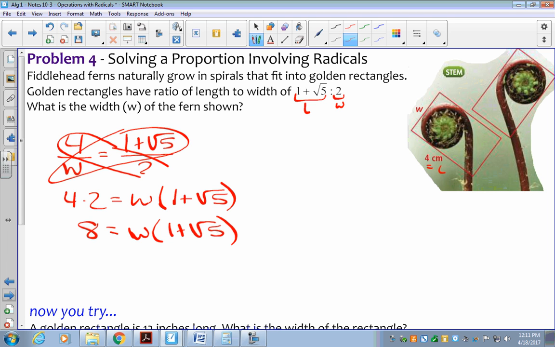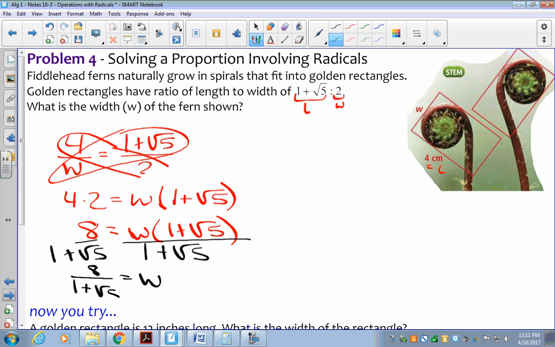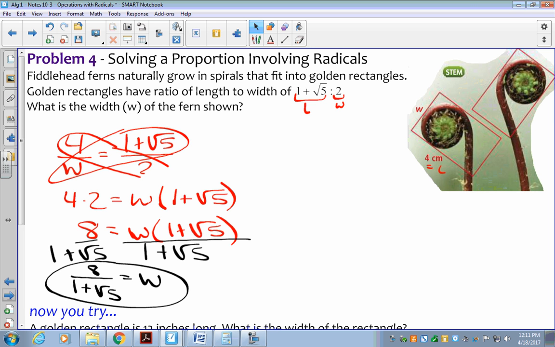Okay, so the opposite of multiplying is dividing. We're going to divide both sides by what? We divide both sides by 1 plus root 5. We will get the answer for W. That's the answer.